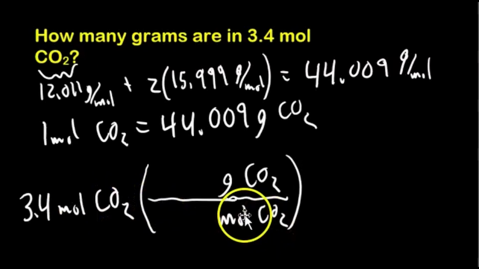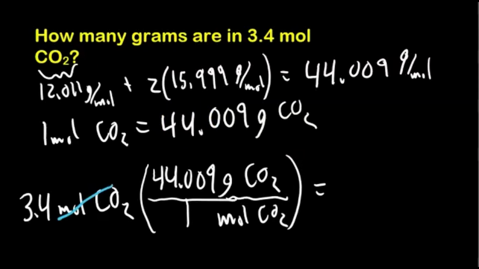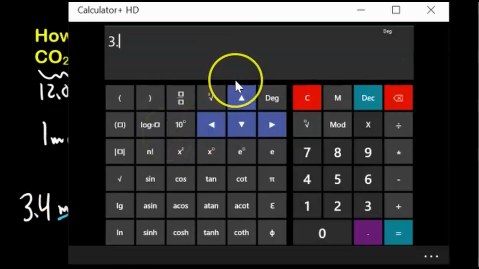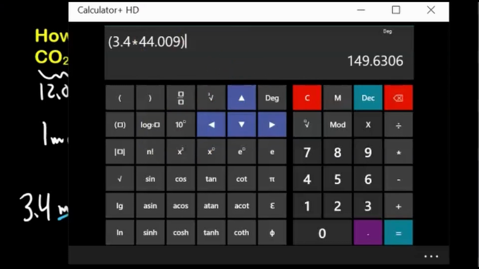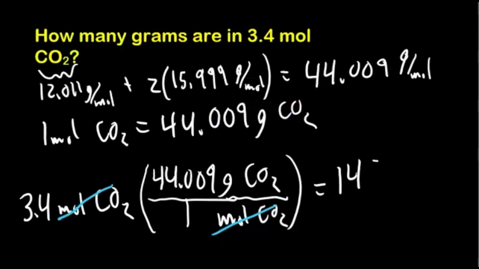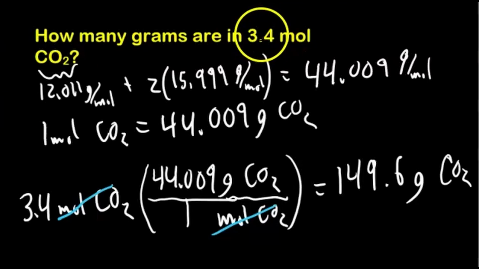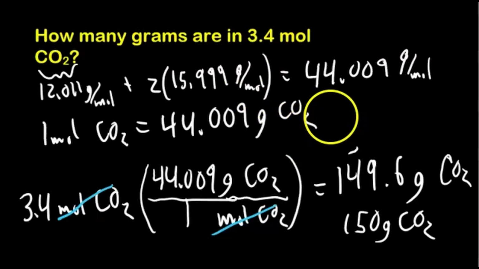So moles, they cancel. Now in 1 mole weighs 44.009 grams, and our moles cancel. Cross this out too, just for your own satisfaction. 3.4 times 44.009 is 149.6. 149.6 grams of CO2. Again, we have two significant figures, so we'd round this up to 150 grams of CO2.